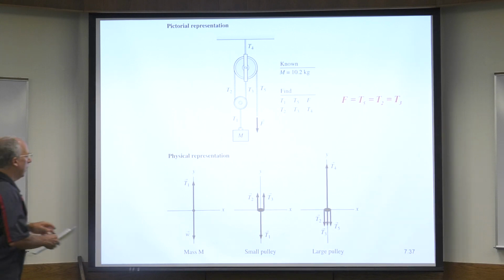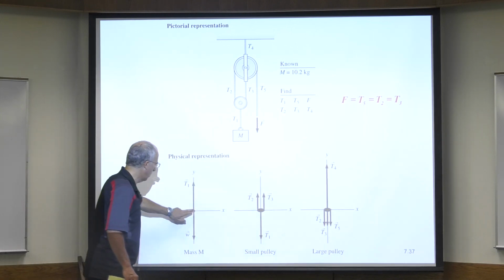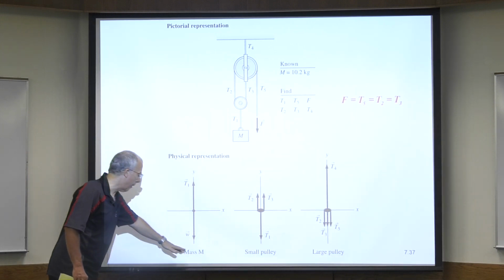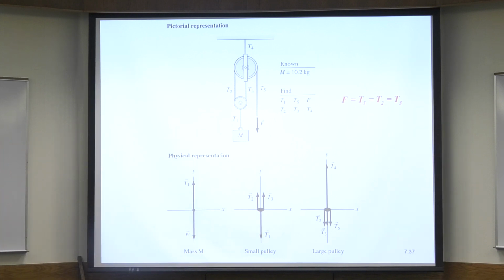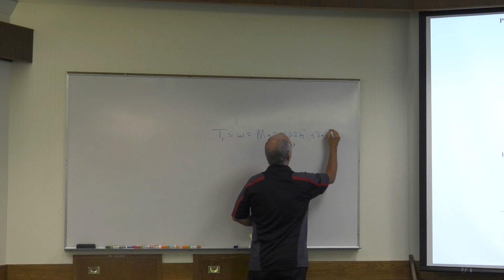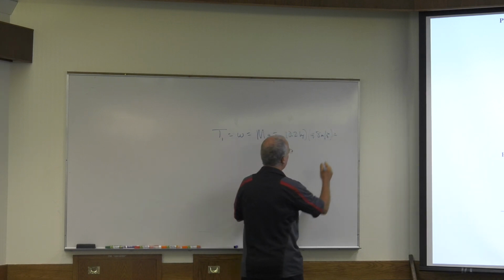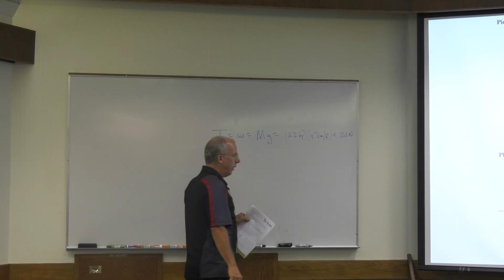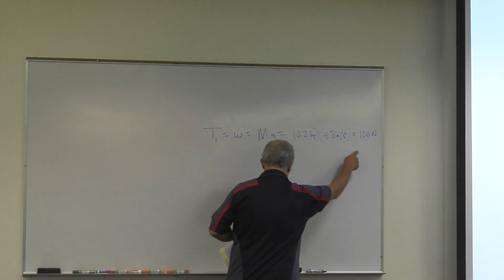Okay, so this is in equilibrium, right? This is not accelerating. So what's T1? T1 is just the weight, which is the mass times g. So 10.2 kilograms times 9.8 meters per second squared. I think it's 100, right? That's 100 newtons. Okay, so now we know T1 is 100 newtons.